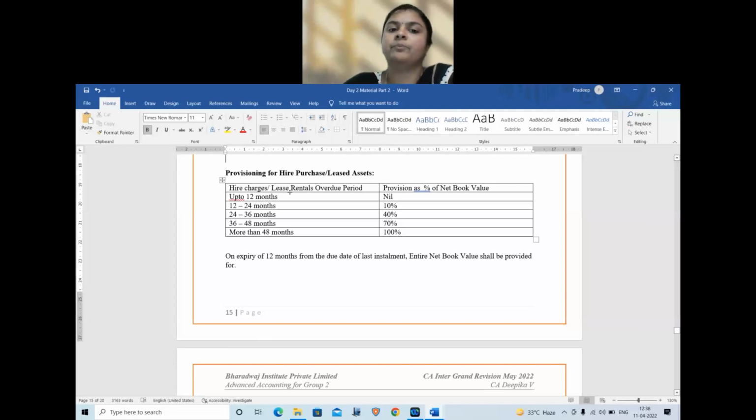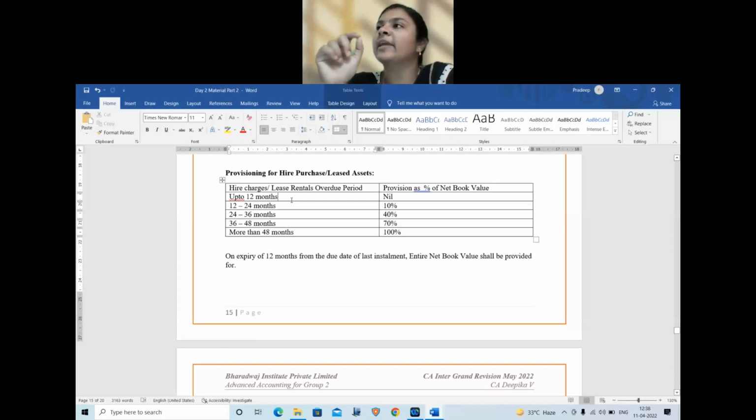Now, how do we calculate the percentage of lease rentals? We again go by time period up to 12 months. Okay, no provisioning. So up to 12 months, why no provisioning? Because for NPA categorization, 12 months we have time. So no provisioning. 12 to 24 months, the moment it becomes an NPA, 10% of net book value. 24 to 36 months, 40% of net book value. 36 to 48, 70% of net book value. And more than 48, 100% of net book value.